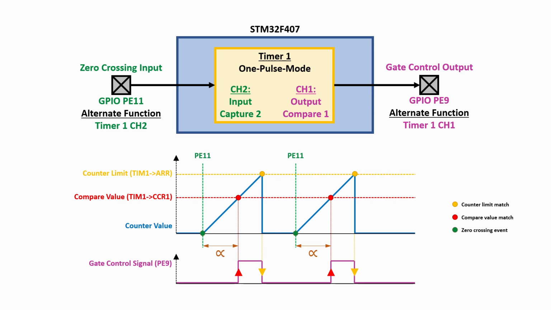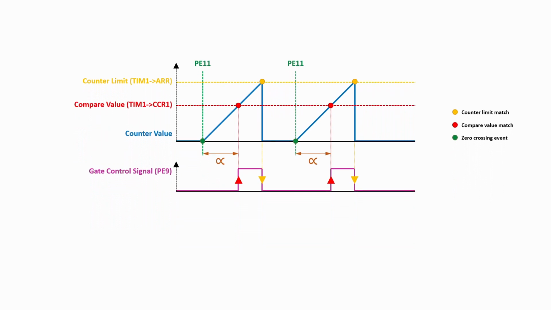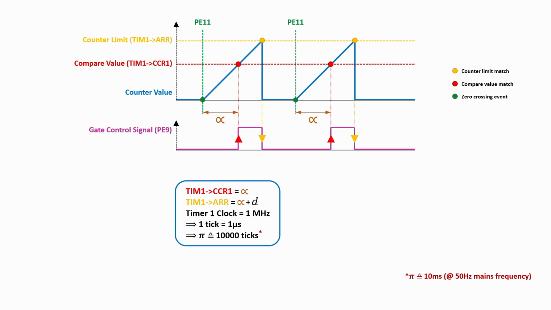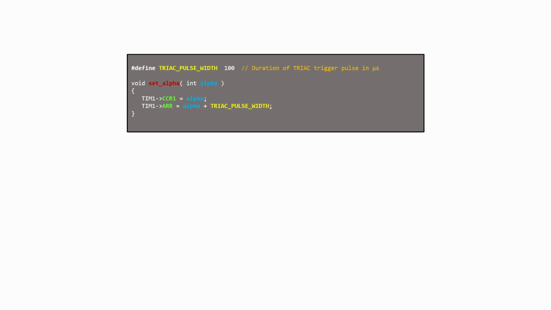The auto reload register and the capture compare register 1 have been added to the timing diagram. As you can see, the capture compare register 1 directly controls the alpha value. Precisely speaking, the gate control pulse delay after the zero crossing event. The pulse duration, on the other hand, can be configured by the auto reload register. Having this in mind, we can use the following C function to conveniently adjust alpha.